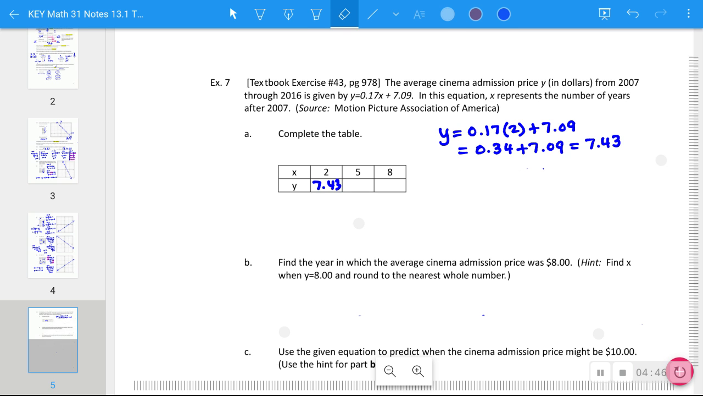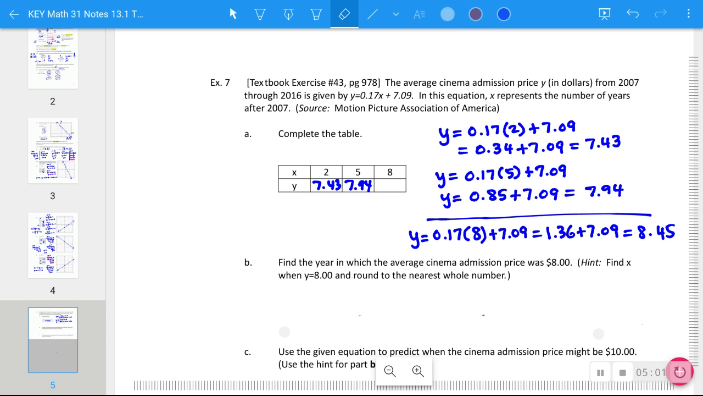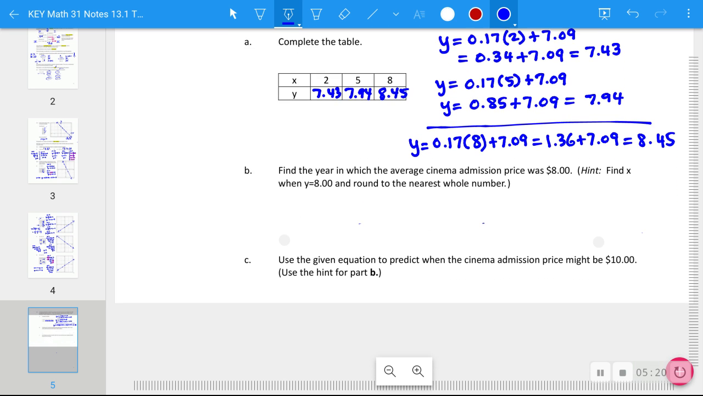All right, the next x value is 5, and that would be $7.94. Price of a movie ticket's going up. And then we look at the last calculation here. 8 years later, that is 8 years after the initial 2007, we're dealing with a price of $8.45 average for a movie admission. I personally think these numbers are a little bit low, but maybe the data is old.